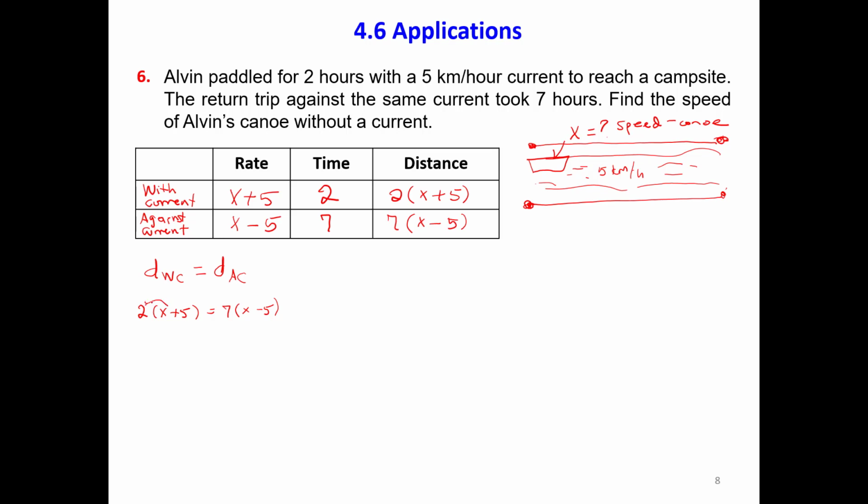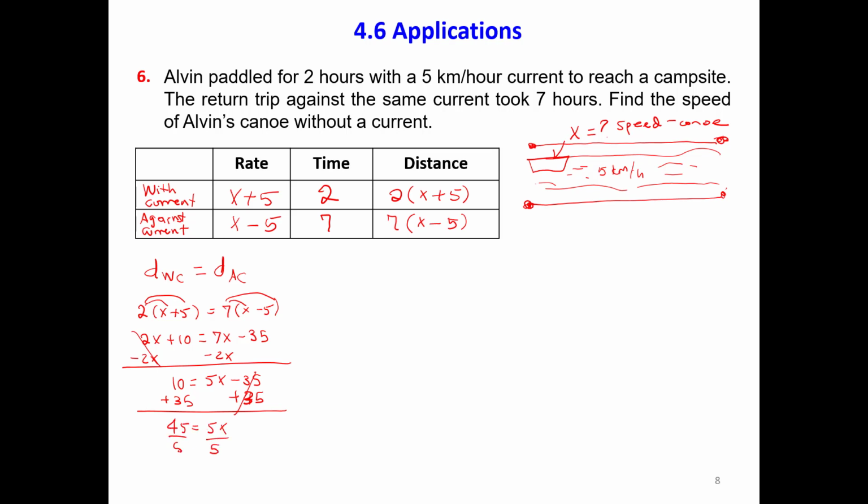Let's distribute here, and we'll have 2x plus 10 equal to 7x minus 35. Then let's get all the variables on one side: 10 plus 35, 45, equals 5x. Divided by 5, then 9 equals x.